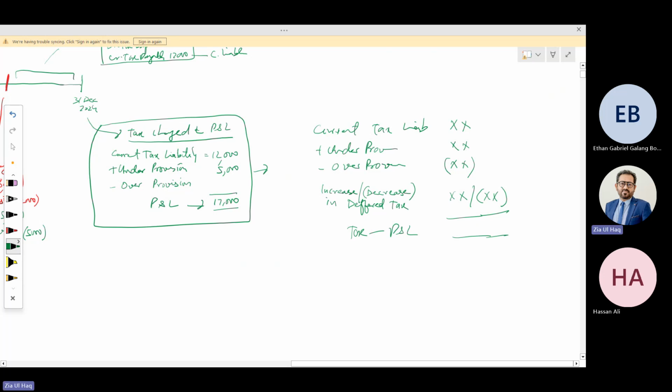If there is a consequence of deferred tax, then while calculating the tax charge to P&L for the current year, we need to adjust one more thing. What is that? Increase or decrease in deferred tax. What is deferred tax? We don't know yet. How it is calculated, we don't know. But while calculating the tax figure for the profit and loss account for the current year: current tax liability, adjustment of previous under or over provision, and adjustment of deferred tax. In this formula, no deferred tax was there before, but we have just added the increase or decrease relating to deferred tax.